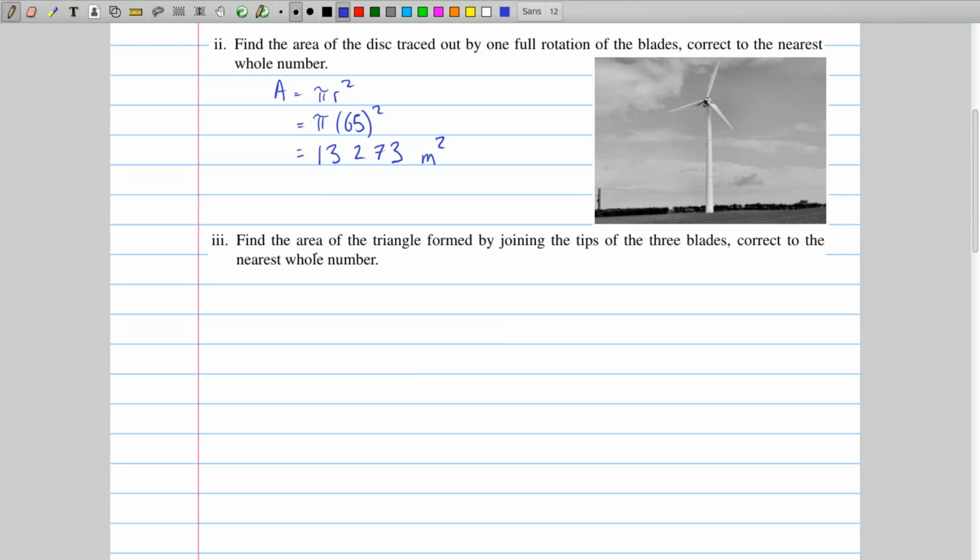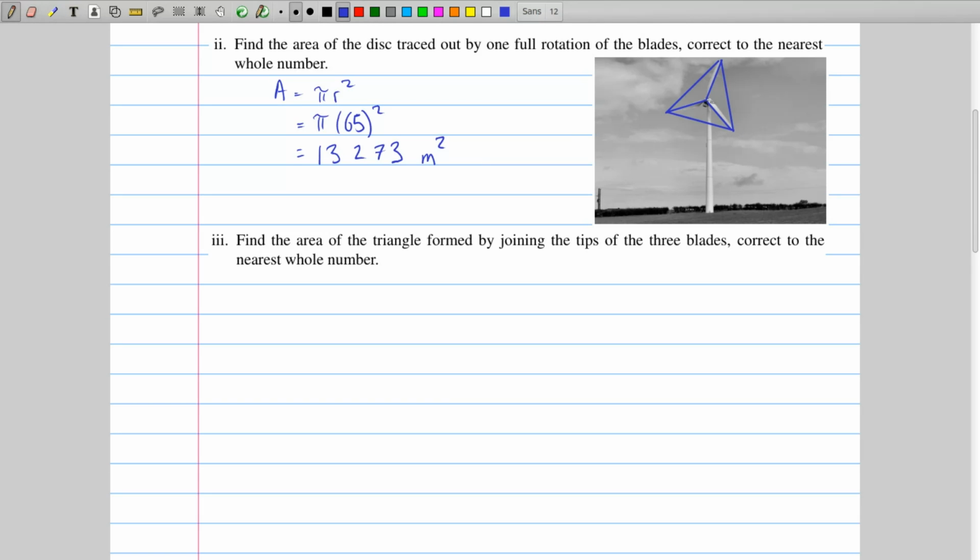The third part of this question asks us to find the area of the triangle formed by joining the tips of the three blades. So we've got to join the tips of the three blades in our diagram and find the area of this resulting triangle. There's a few ways to do this. You could start trying to figure out what are the lengths of this triangle. The easiest way is probably to consider that this big triangle is made up of three smaller ones. And you make those three by joining the vertices to the center, like this. And those three are identical.